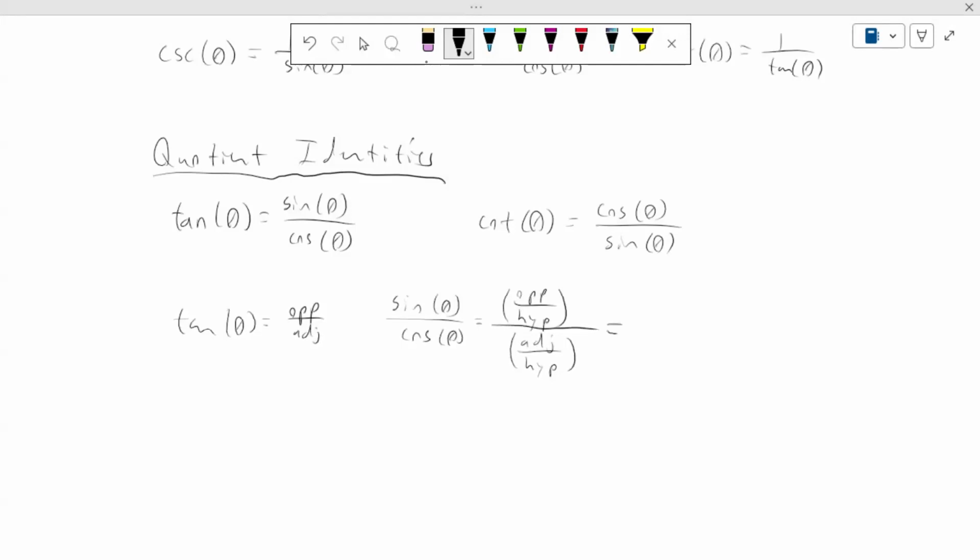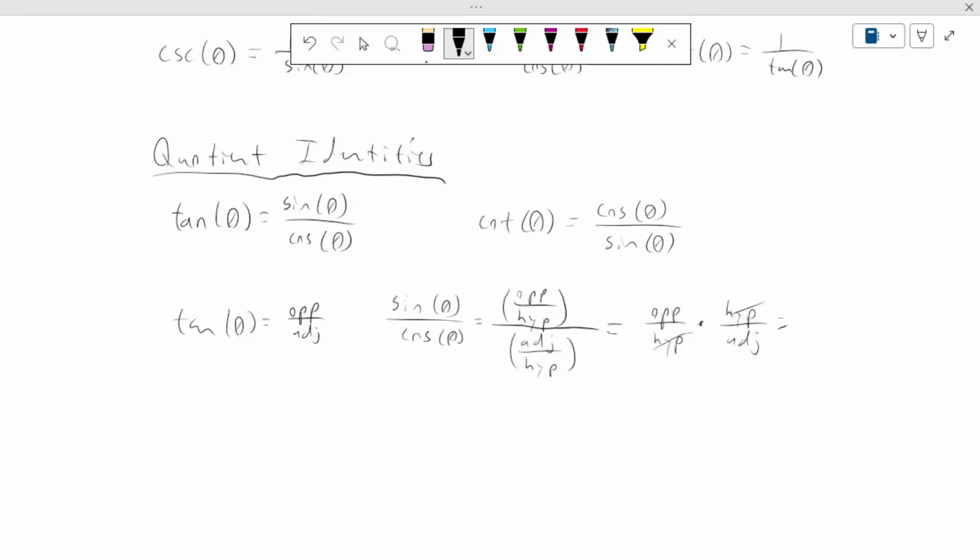Now, some of you may know this as keep, change, flip. Whenever you have a fraction divided by a fraction, you keep, change, flip. The way that I always learned it in high school was that it's the first fraction times the reciprocal of the denominator fraction. That's the way that I always learned it, and it's just easier for me. So here I'm multiplying by hypotenuse, but I'm also dividing by hypotenuse, so they're going to cancel off.